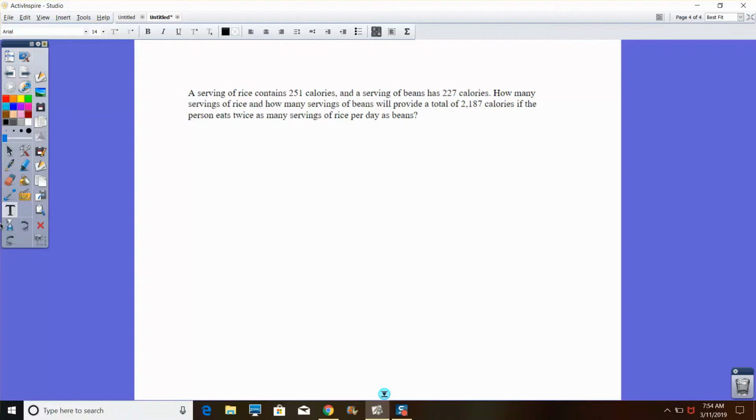Okay, so here we have variables. Let's define these variables. Let's let x equal the servings of rice, because that's one of the unknowns, and let y equal the servings of beans.